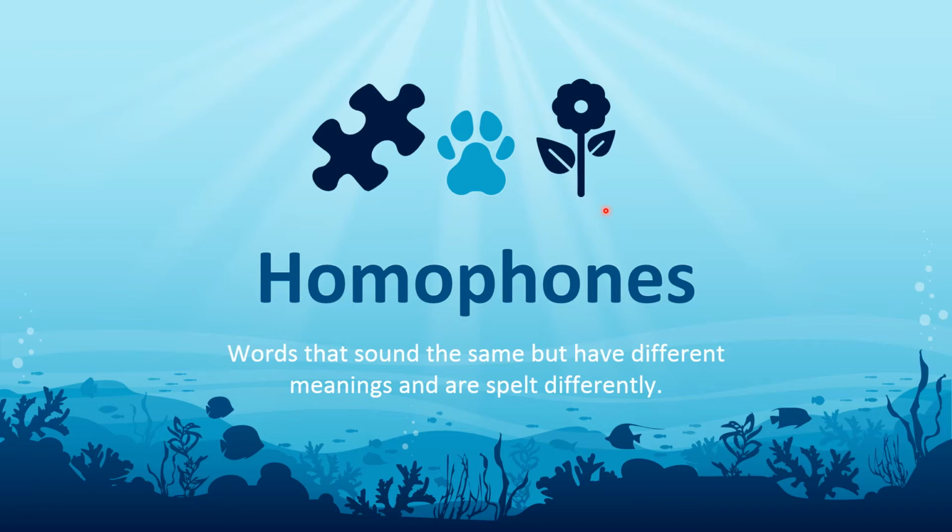And this is very important because next term we're going to look at homonyms where they are spelt the same. Okay, so homonyms are words that sound the same but have different meanings, but those words are spelt the same. Homophones sound the same but have different meanings and are spelt differently.